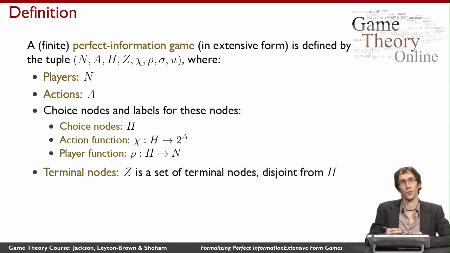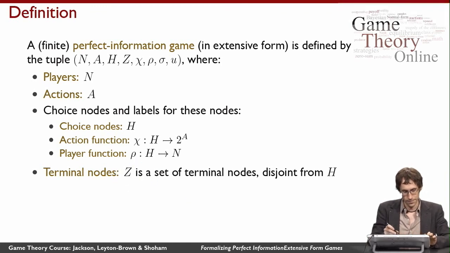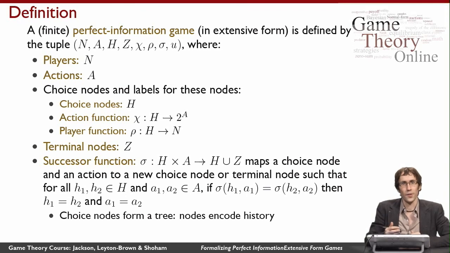That's the choice nodes. We have another kind of nodes, which are the nodes where the game ends. We call these terminal nodes. So this is a different set of nodes. It's disjoint from H, and we call it Z. So this gives us all of the different nodes in our game tree.